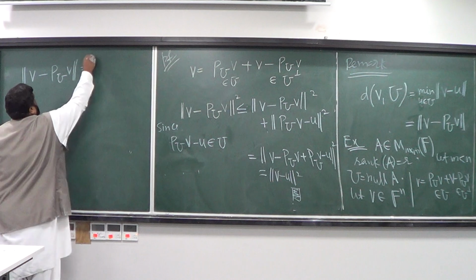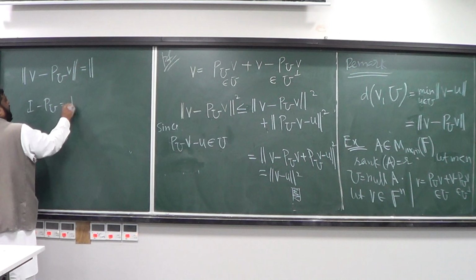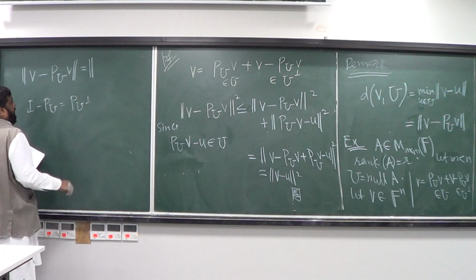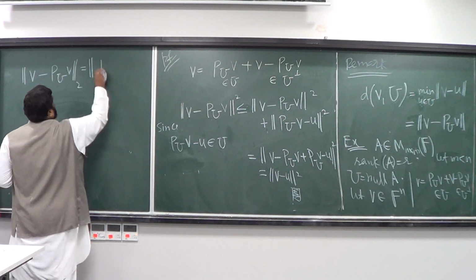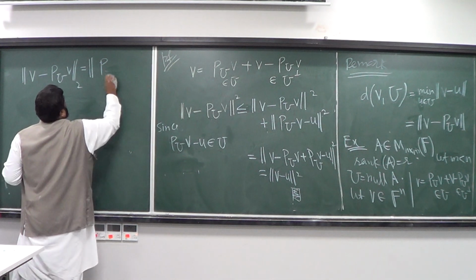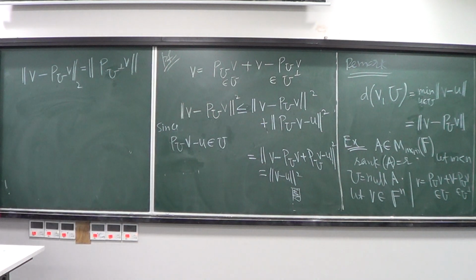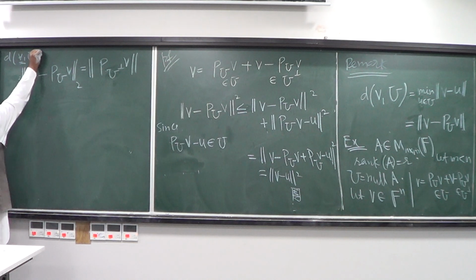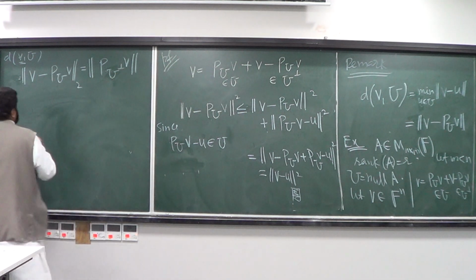But I know that I minus P_U is equal to the orthogonal projection onto U perp. So the 2-norm of V minus P_U of V is going to be the orthogonal projection of V onto U perp. This is really the distance. You can treat this quantity as the distance between the vector V and U. So the distance between V and U is the orthogonal projection of V onto U perp. But what is U perp now?